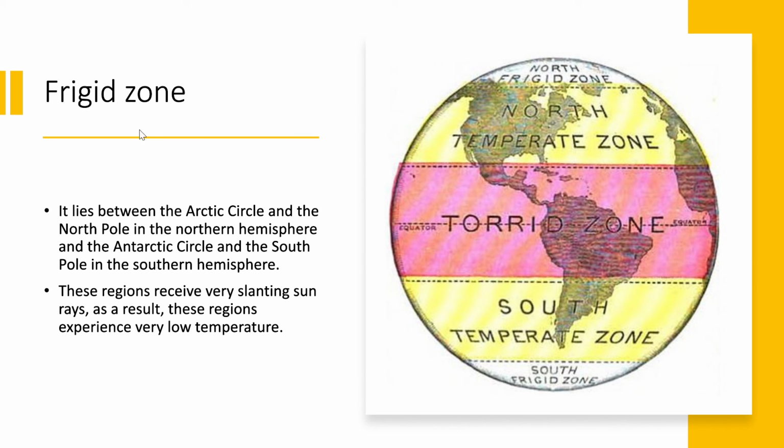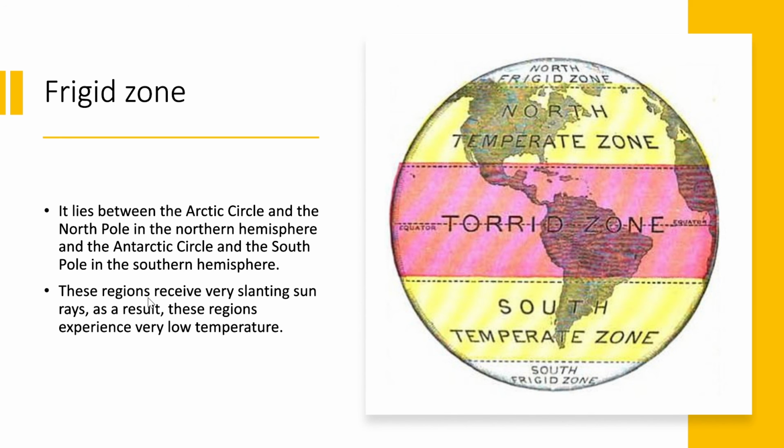The next zone is the frigid zone. It lies between the Arctic Circle and the North Pole in the Northern Hemisphere, and from Antarctic Circle to the South Pole in the Southern Hemisphere. So these areas are the frigid zone. In the north it is the North Frigid Zone, and in the south it is the South Frigid Zone.